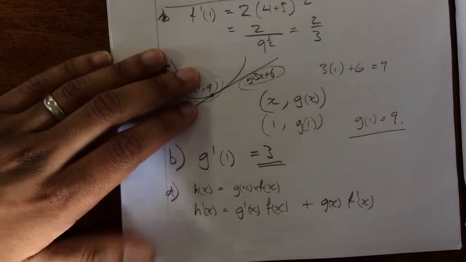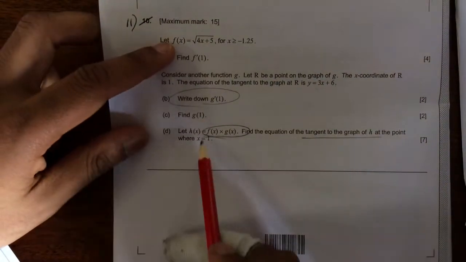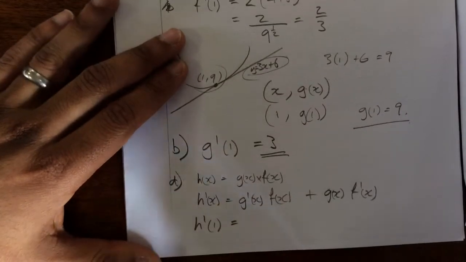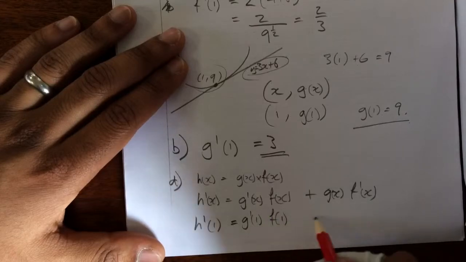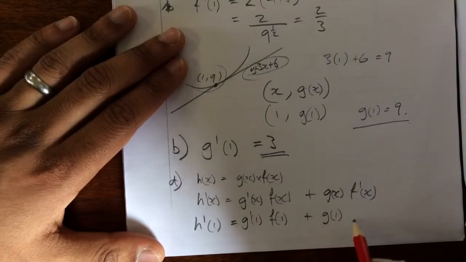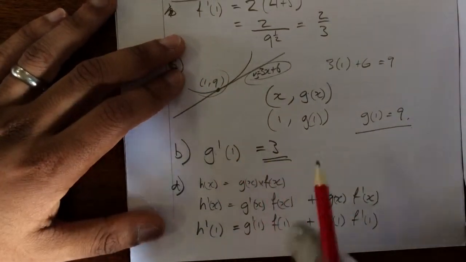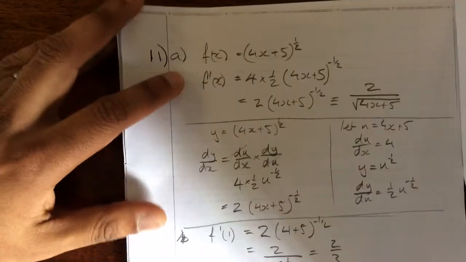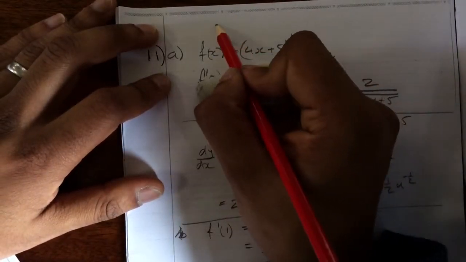Okay, so if we wanted h prime of 1, because we want the equation of the tangent, so we need the gradient when x equals 1, h prime of 1 is equal to g prime of 1 times f of 1 plus g of 1 times f prime of 1. Now we've got most of these here. g prime of 1 is 3, and f of 1, have we done f of 1? No. f of 1, I'll do it up here.